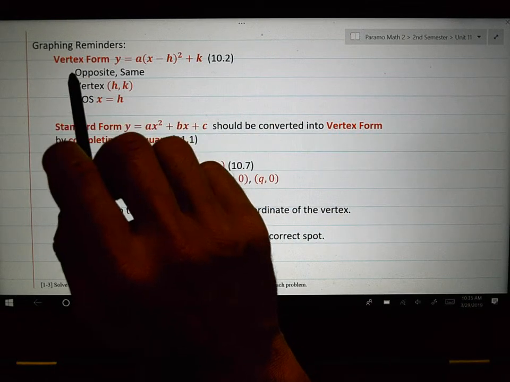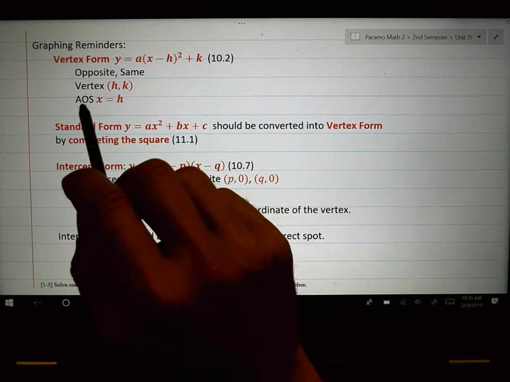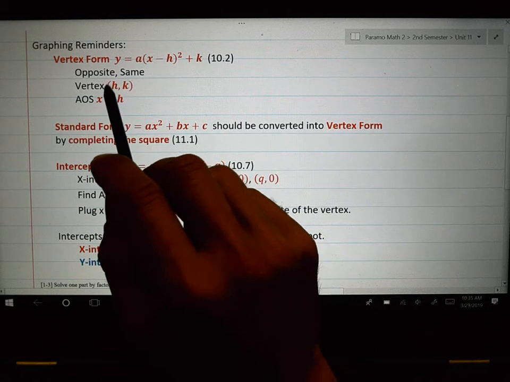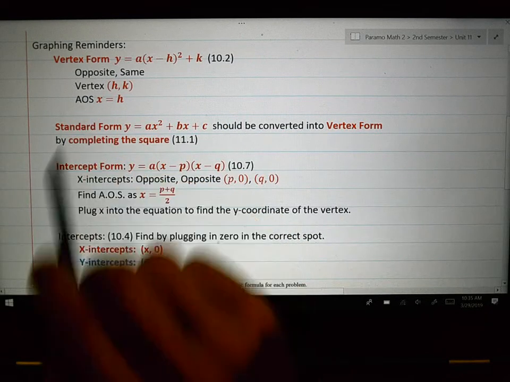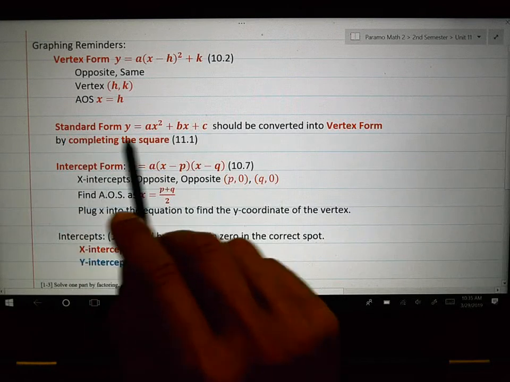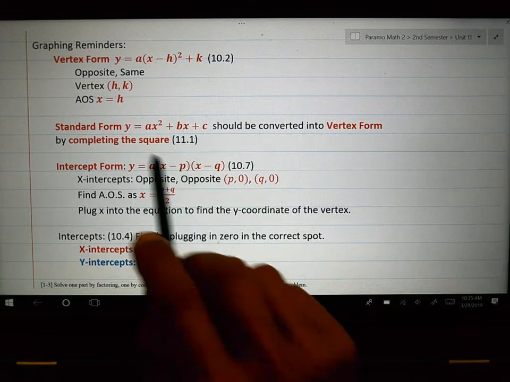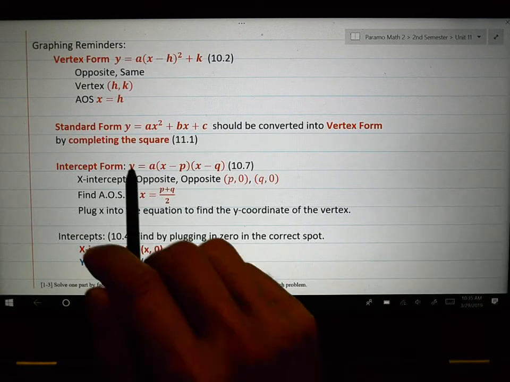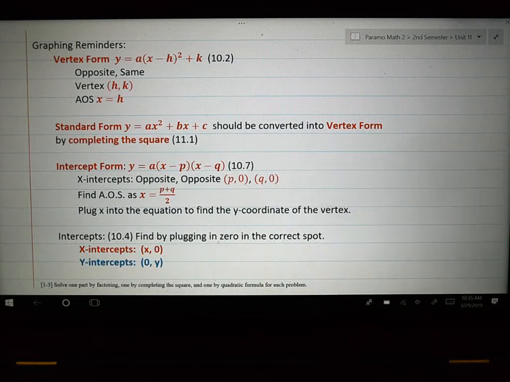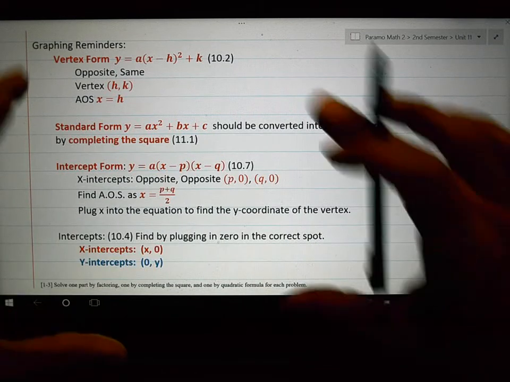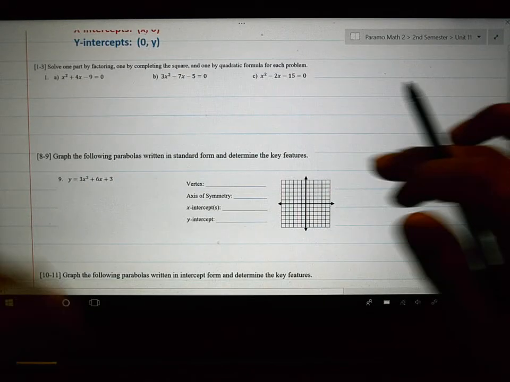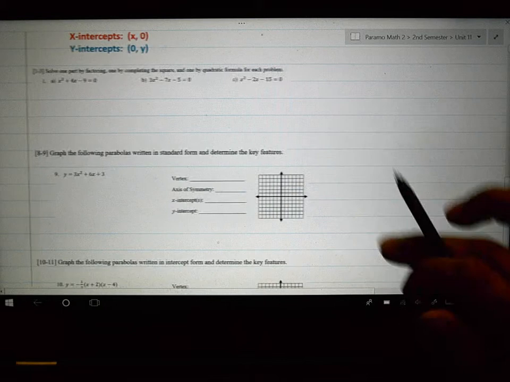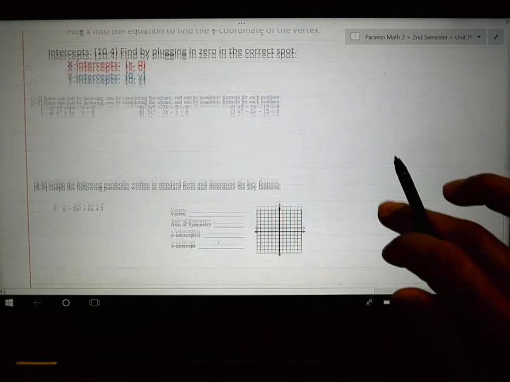What do we need to know? In vertex form, this is how you find the vertex and the axis of symmetry. Opposite, same. The axis of symmetry is there. Standard form, we can convert it into vertex form by completing the square. Intercept form shows me where it crosses the x-axis. Then we can find the axis of symmetry and so on. I'll review this stuff as we do some problems down below. I have picked 3 examples because they'll take us some time.